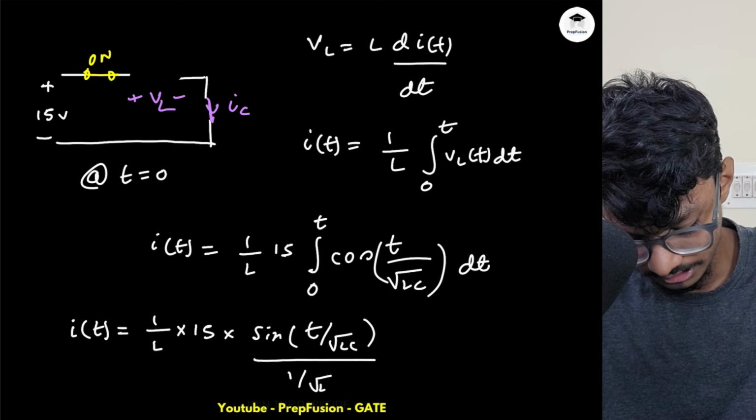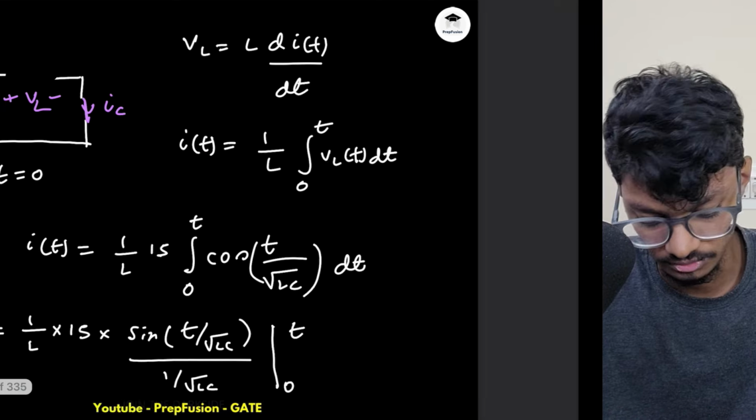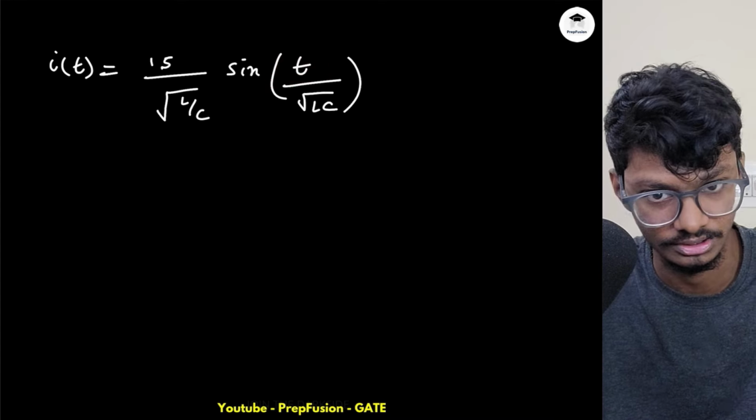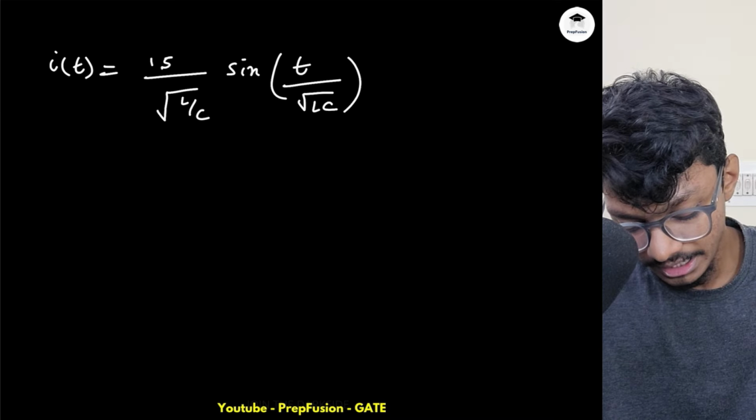Okay, so the important crux is that at t equals 0, the current should be 0, right? Because the inductor won't allow any current at t equals 0, which is correct. At t equals 0, sine t is 0, so hence this is 0 current. That is a quick sanity check that whatever you are solving is correct. So if I find out the current, at t equals 0, the current is 0.